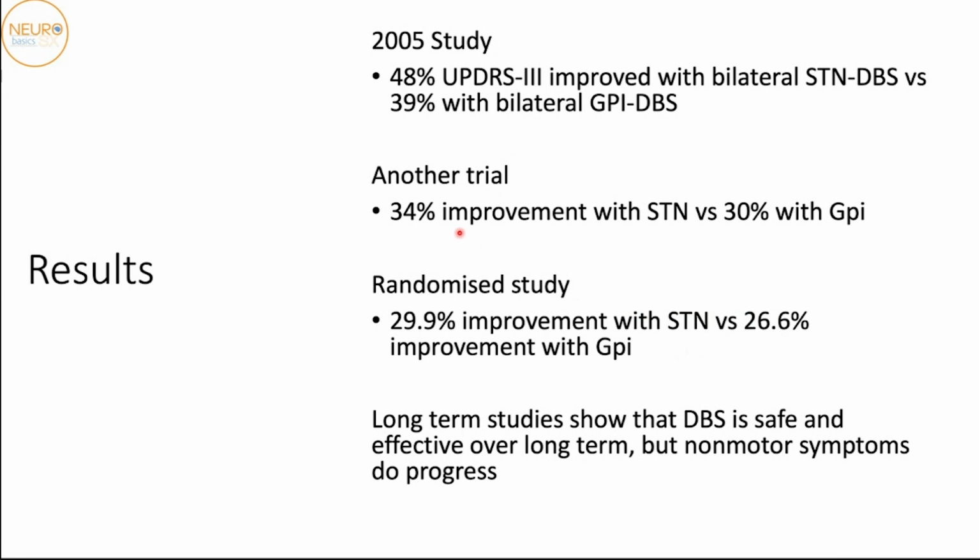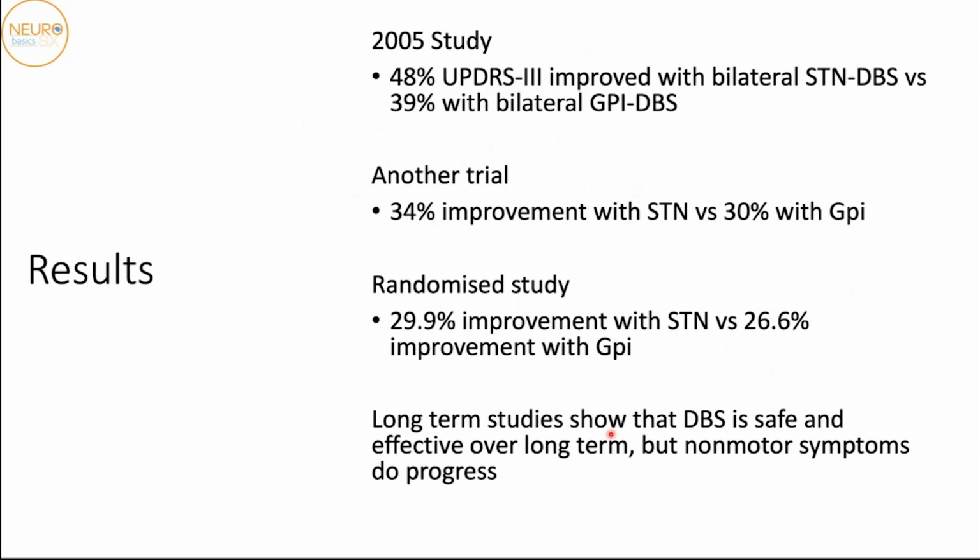Right. So with DBS, what are the results? A 2005 study has found that with bilateral STN DBS, there was a 48% improvement in UPDRS3 score as compared to GPI, which showed a 39% improvement. But the study found that this difference was not significant. Another trial found a 34% improvement with STN as compared to 30% with GPI. And a randomized study found a 29.9% improvement with STN as compared to 26.6% improvement with GPI. So overall, almost all studies have demonstrated that improvements in UPDRS3 scores are higher with STN as compared to GPI. That is why STN is more frequently used these days as compared to GPI.